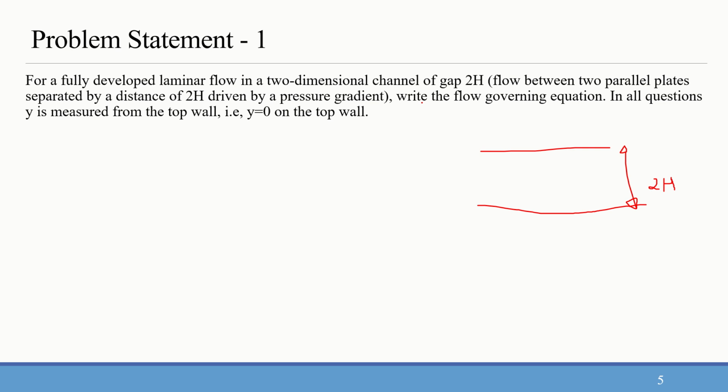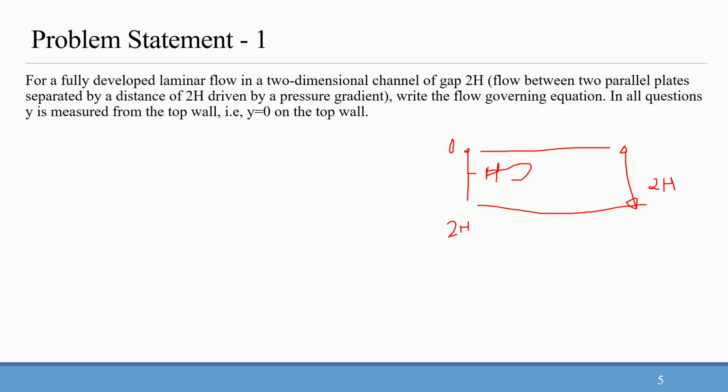In all the questions, y is measured from the top wall. Y is equal to 0 at the top wall and y is equal to 2h at the bottom wall. That is why it is given. Normally we go from the bottom to the top, but in this particular question y is equal to 0 here, y is equal to 2h here, and in between you will have y is equal to h.